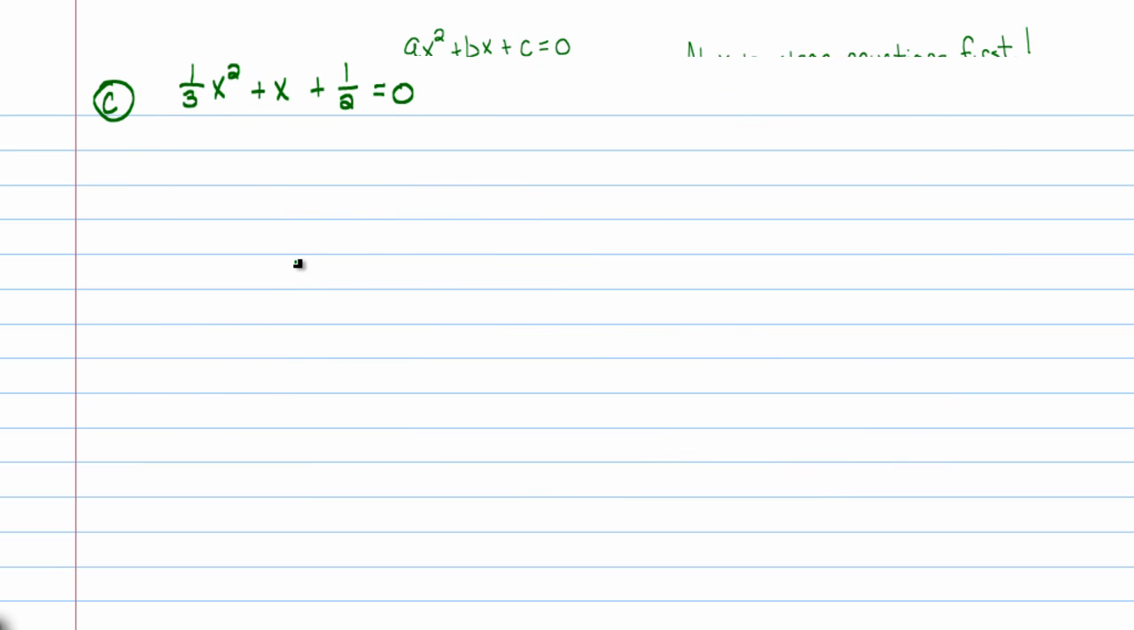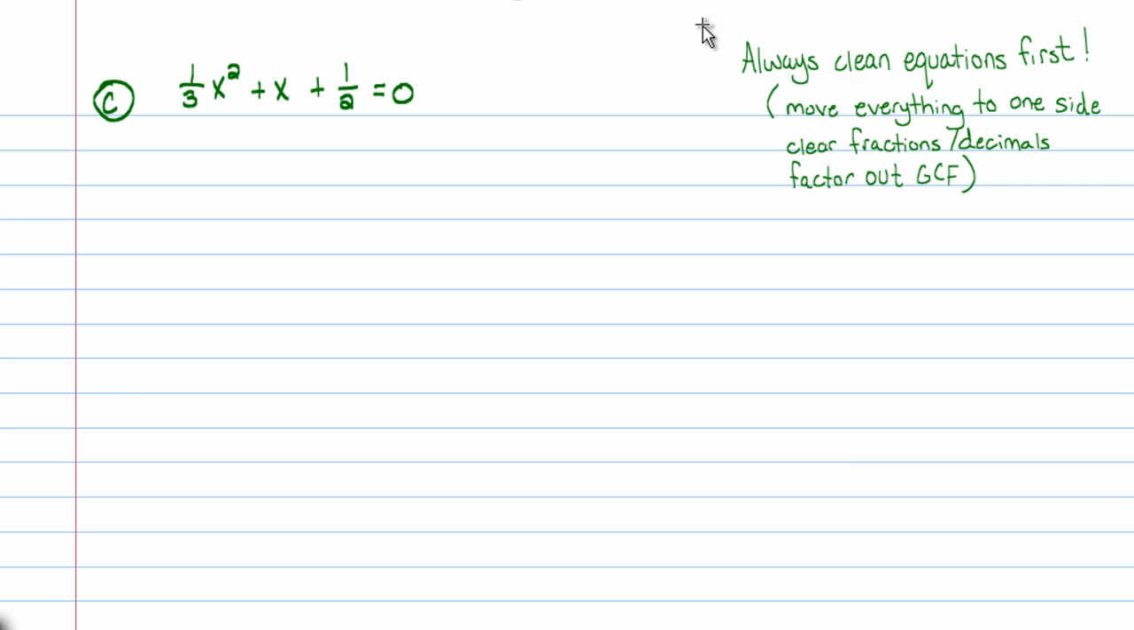Our last basic practice problem for this, we're just going to go ahead and solve a quadratic equation that involves some fractions. And again, recall what I mentioned earlier, that we always clean equations first. So that means move everything to one side, which is already done, clear fractions, and factor out any common factors. In this case, I see there are fractions throughout, so I'm going to find the LCD, the least common denominator of this entire equation. Let's see, we have a 3, we have a 2. The LCD is going to be a 6.